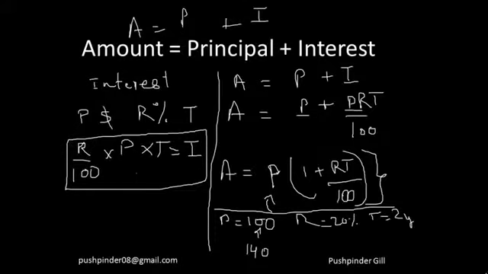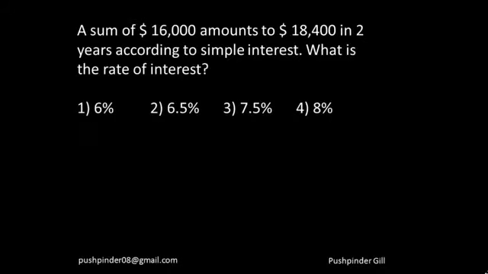Fine, right? So I hope everyone is understanding what I'm trying to state here, that one thing that we established is that interest is principal rate time by 100, and amount is principal into the integrating factor, that is R% increase times T. Fine. Okay. Now let's see this question. A sum of 16,000 amounts to 18,400 in 2 years. What is the rate of interest?